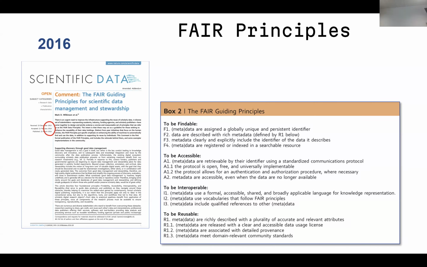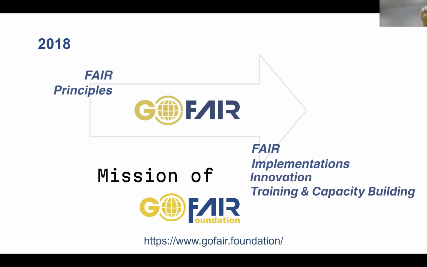Published in 2016, it went viral. I don't know how many citations each day, actually. But the key result is this, the 15 FAIR principles, which were seen as guidance on how to go FAIR, but actually it's not easy to implement FAIR. It was nice, 15 sentences, but what stands behind is not always trivial. So GO FAIR Foundation was founded in 2018, and the mission of GO FAIR Foundation is to guide towards FAIR implementations and develop innovations to make this happen.